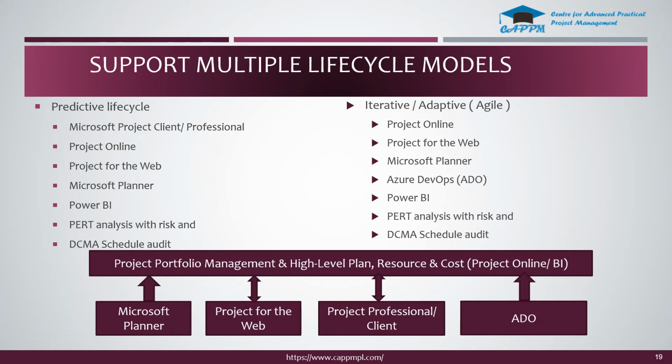Okay, so it supports multiple lifecycle models. Whether we go for predictive lifecycle or iterative lifecycle or hybrid method, it helps on that. On the predictive method, you can use Microsoft Project Professional, Project Online, Project for the Web, Microsoft Planner, Power BI, PERT analysis with risk, and DCMA schedule audit. On the iterative or adaptive side, which is also called the Agile method, these are the products we recommend: Project Online, Project for the Web, Microsoft Planner, Azure DevOps, Power BI, PERT analysis with risk, and the DCMA schedule audit.